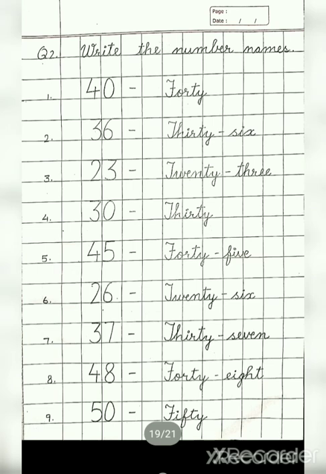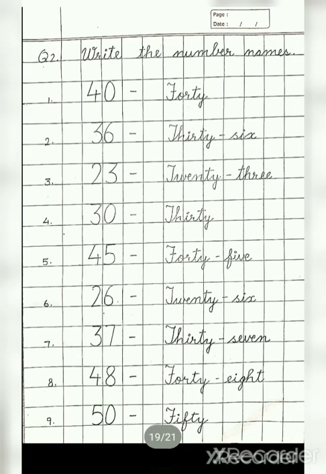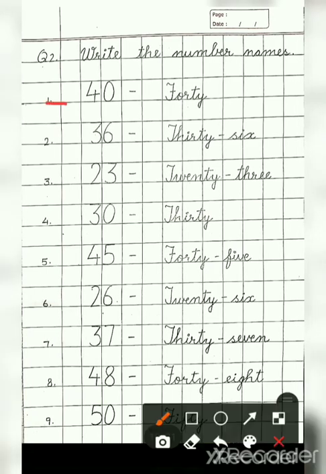Here also you can see question number 2. Write the number names. First you will write serial number 1. Then you will write number 40, 40 in a full block. And then the spelling of 40, F-O-R-T-Y.